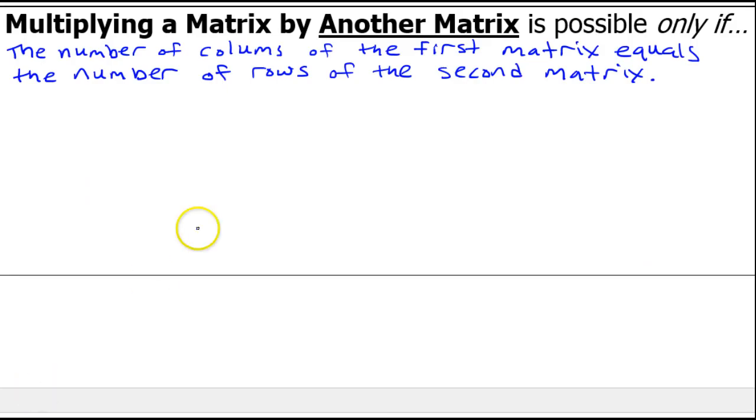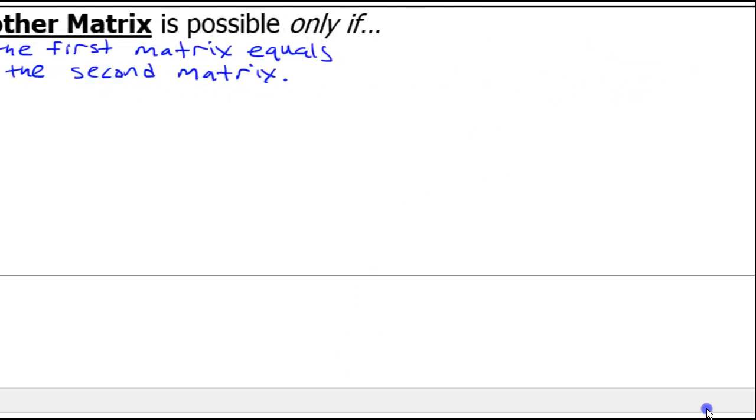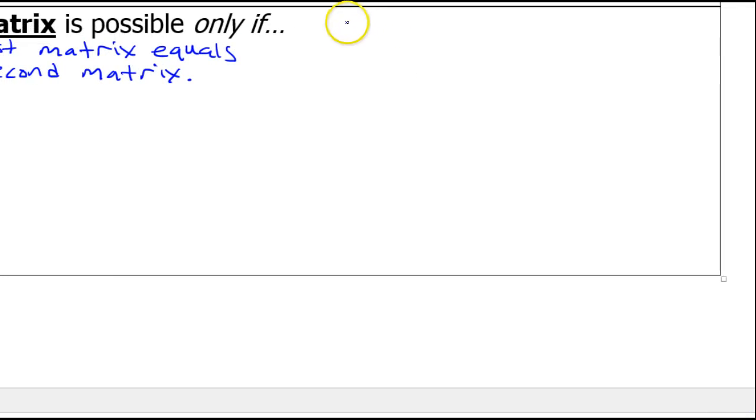Okay, now let's talk about multiplying a matrix by another matrix. It is only possible if the number of columns, oh, I left out a letter. That was embarrassing. The number of columns of the first matrix equals the number of rows of the second matrix. Wait, what am I saying? So just looking at dimensions for a second.